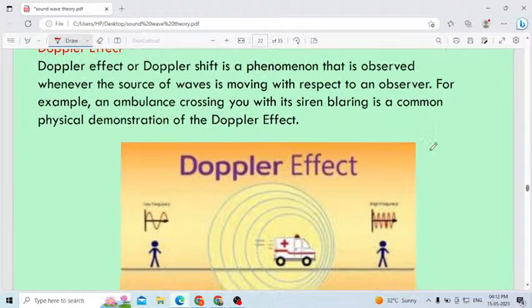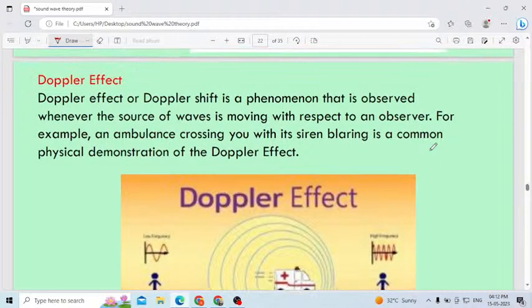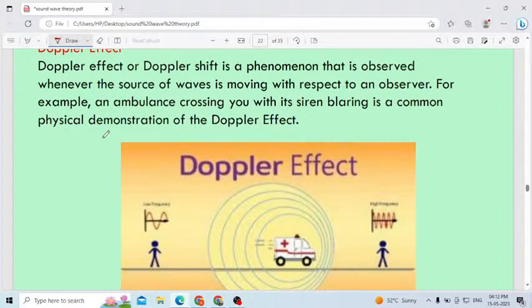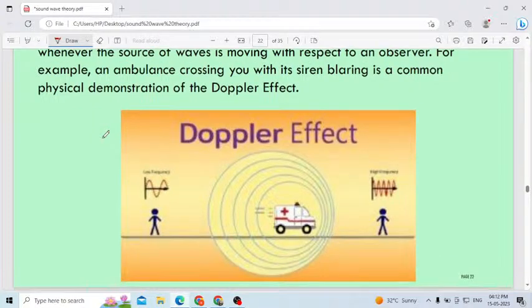Next important application of sound waves is the Doppler effect. Very important application. This one, definitely in the exam they will ask. Doppler effect or Doppler shift is a phenomenon observed whenever the source of a wave is moving with respect to an observer. For example, an ambulance crossing you with its siren blaring is a common physical demonstration of the Doppler effect.